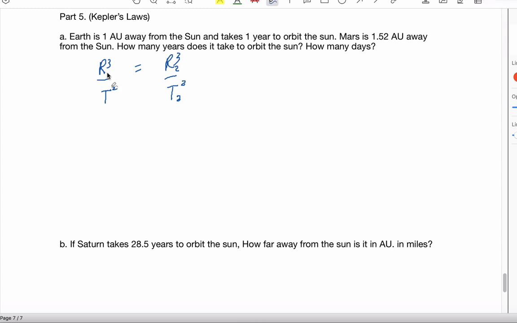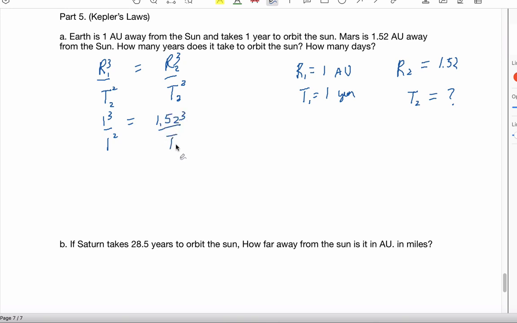And let's make sure you've got 1 and 2 labeled. What we lay out here is that R1 is 1 AU for Earth. T1 is 1 year. And then we have R2 for Mars is 1.52, and we want to know what Mars's orbital period is in years. So we'll put in our numbers as 1 cubed over 1 squared equals 1.52 cubed over t2 squared.